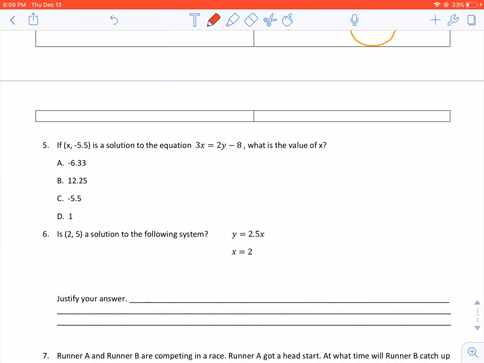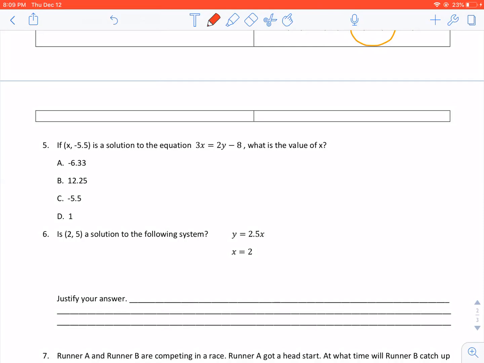Number 5, if (x, -5.5) is a solution to the equation 3x = 2y - 8, what is the value of x? So this one's a little different to what we're used to, but it doesn't mean we can't reason our way through this and figure out an easy way. We're not used to plugging in or looking for a specific part of a solution while having another part. But it's really not that bad.